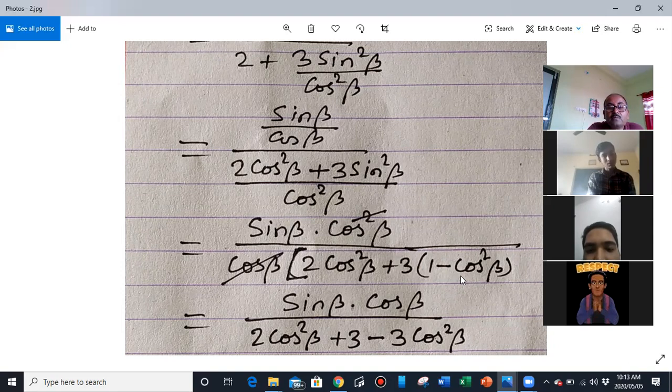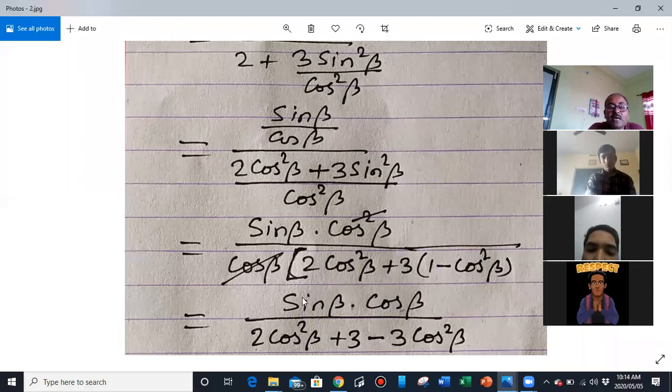Here one bracket is missing, so while you are doing this, put a square bracket here. 2 cos square beta plus 3 sin square beta. So I have converted it into 3 into 1 minus cos square beta. Here this cos beta and this cos square beta, one cos beta cancelled.